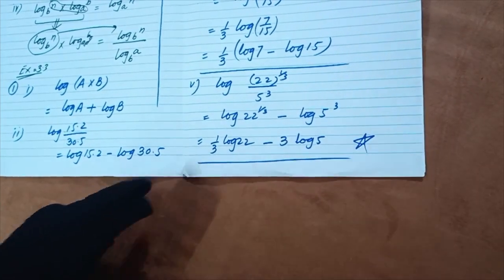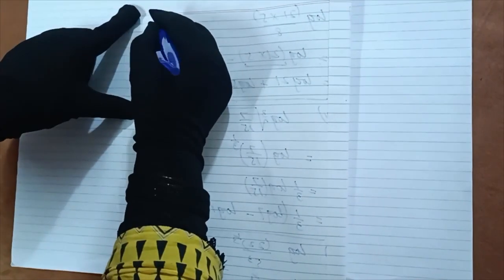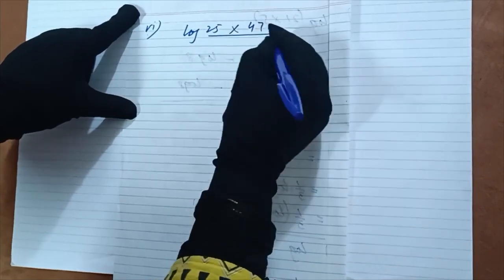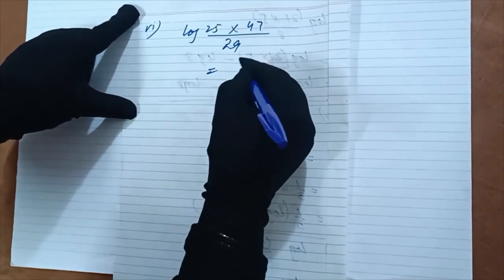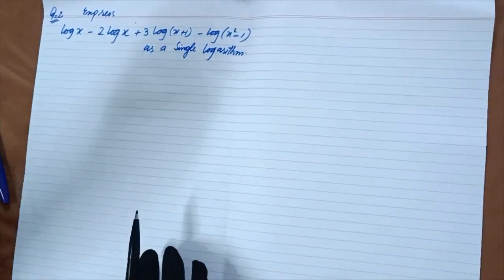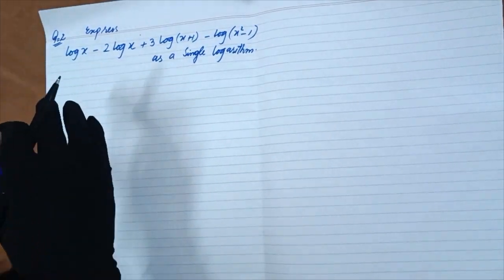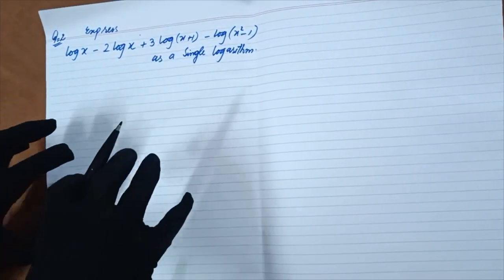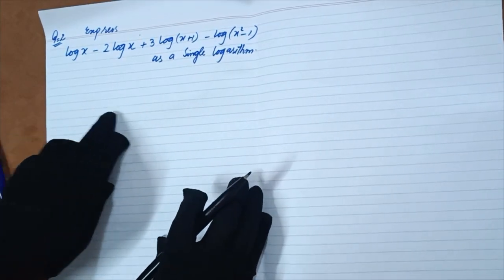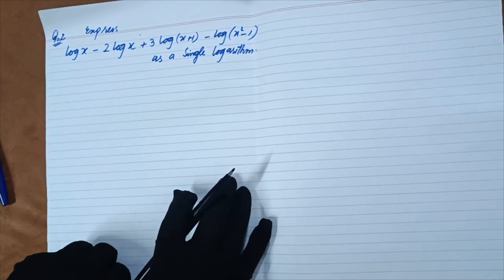Hopefully you understand until here. So the last part of this question, log of 25 multiply 47 over 29, I think you can solve. Yes. The second question is like this. Once you are changing a compound statement into sum and difference form, the same method you can apply to go back into the same single form also.